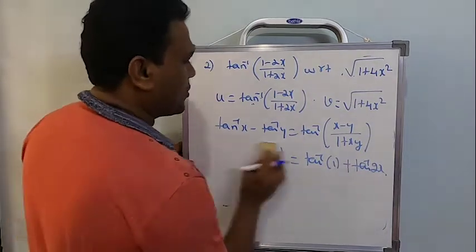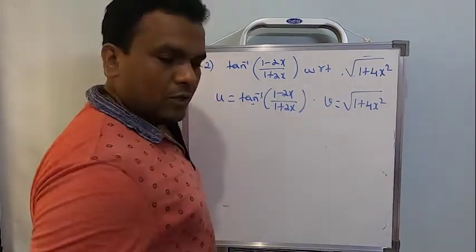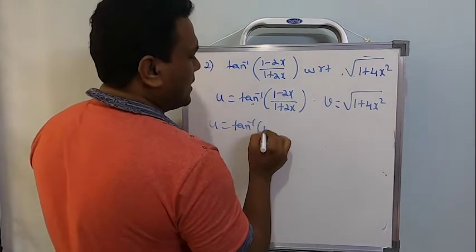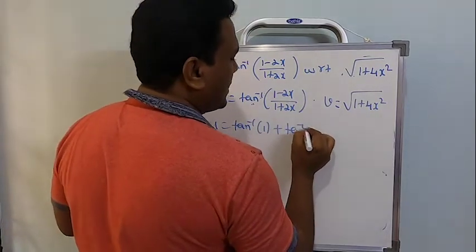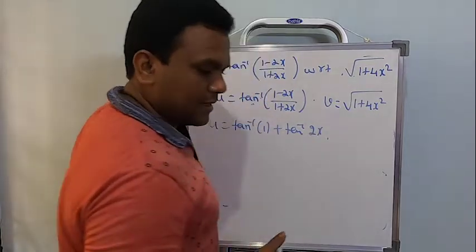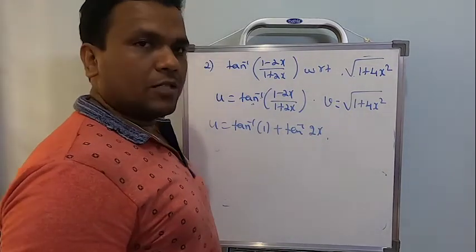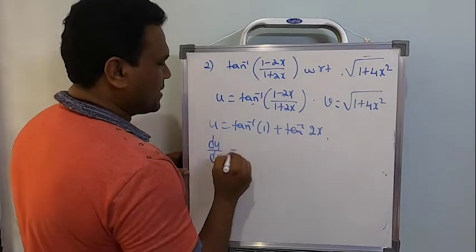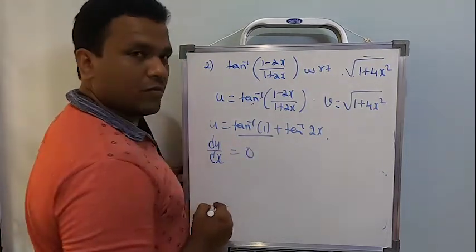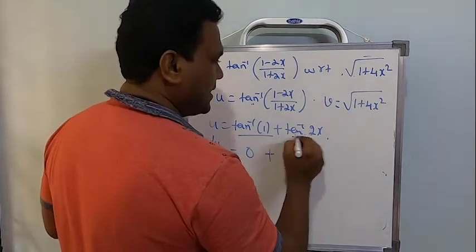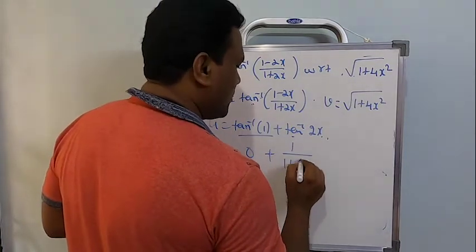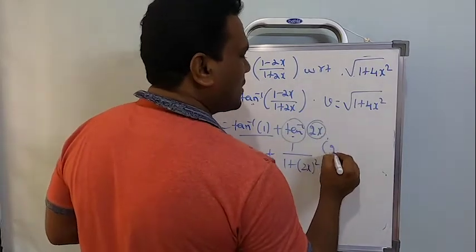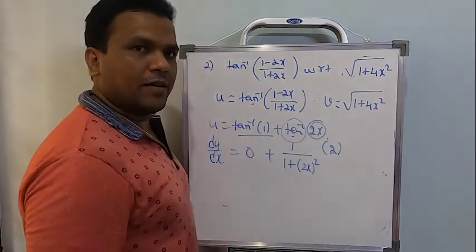Please do not worry. So the value of u simply can be written as tan inverse of 1 minus tan inverse of 2x. We will be studying this later on in the inverse trigonometric function chapter. So let us differentiate for du by dx. Tan inverse 1 is a constant, so it will become 0, minus the derivative of tan inverse of 2x, which is 1 by 1 plus 4x square. Now differentiation of 2x will be 2.